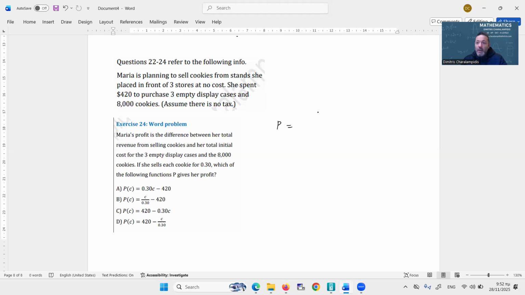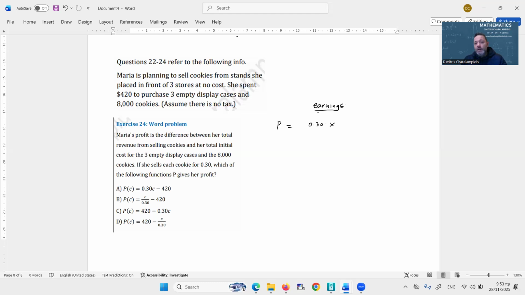We don't know how many cookies she will sell, but we know that since she is selling each for 0.30, and assuming that she manages to sell X, she will earn a total of 0.30 times X. These will be her earnings.